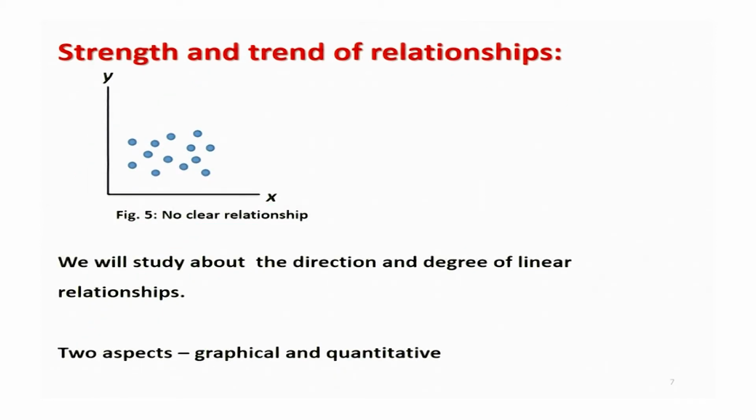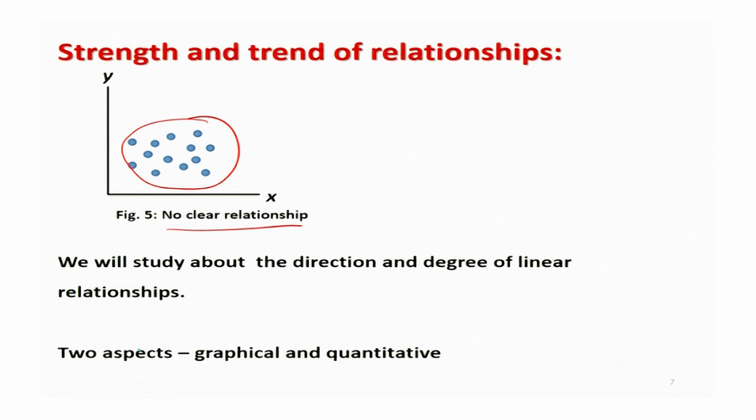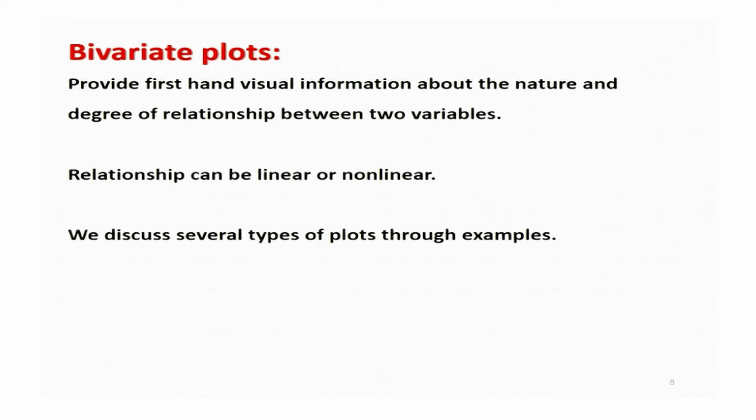And if there is no pattern like this one between x and y, then you can say that there is no clear relationship. So now I have explained how you can draw a conclusion about the relationship from the scatter diagram that you plot. People try to look at the direction as well as the degree of linear relationship, and then we combine both the graphical and quantitative aspects together to take a final call. That is the job we do as statisticians, but here our main objective is how we can create such bivariate plots, which provide first-hand visual information about the nature and degree of relationship between the two variables, right?